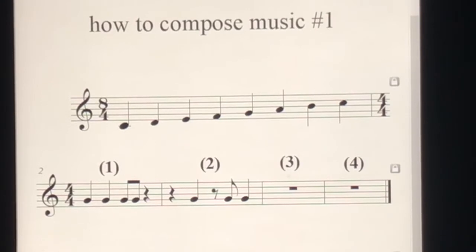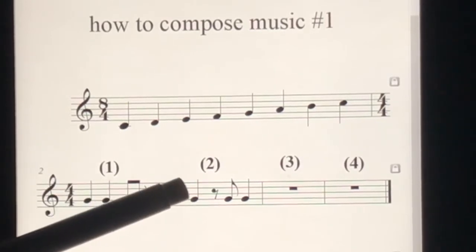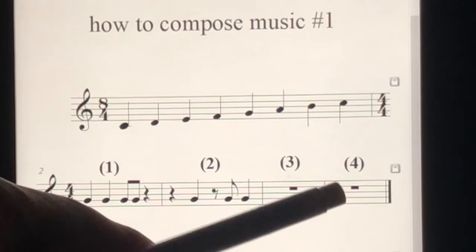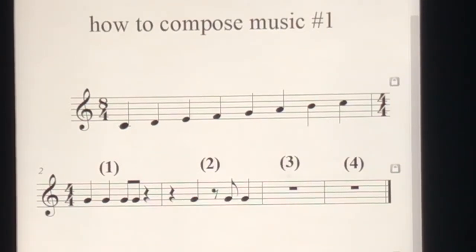After we finish making the 4-beat rhythm pattern for 4 measures, we put a number in each measure: 1, 2, 3, 4.